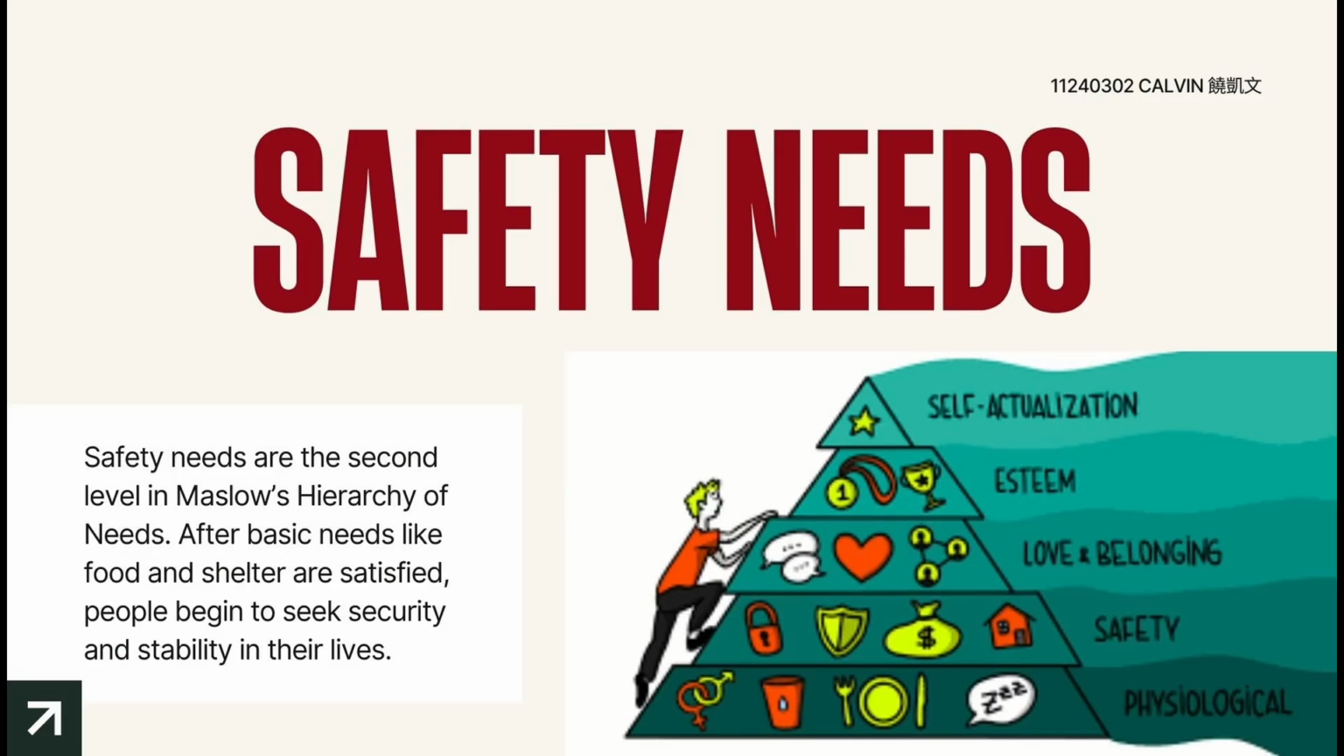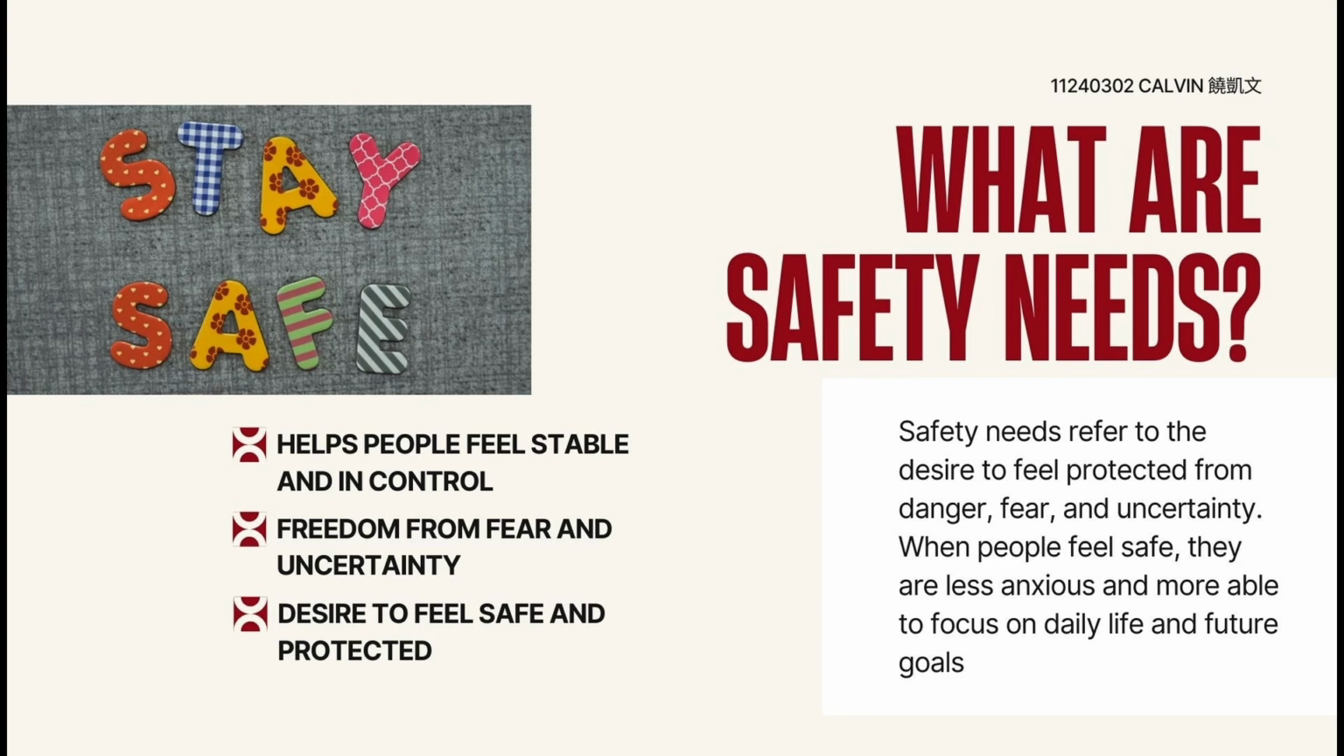Hi guys, I'm Calvin. Right now I will explain safety needs, which is the second level in Maslow's hierarchy of needs. After basic needs like food and shelter are satisfied, people begin to seek security and stability in their life. Without feeling safe, it becomes very difficult for people to focus on higher level needs such as relationships or personal achievement.